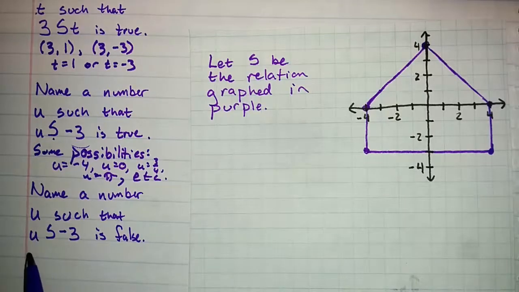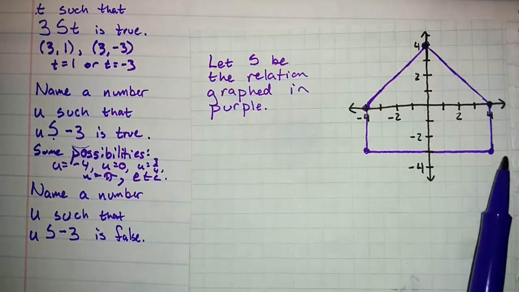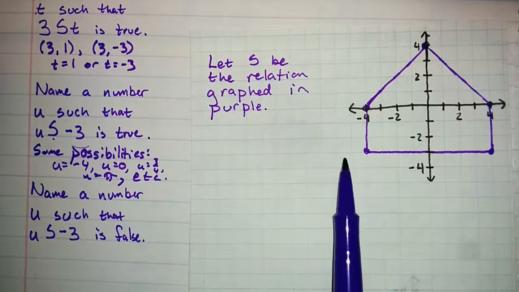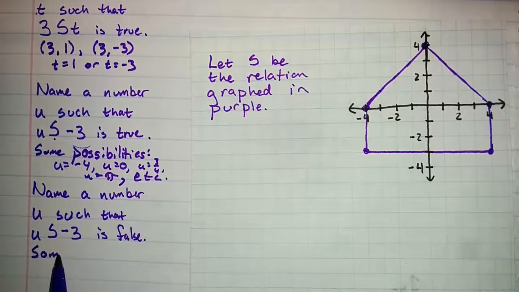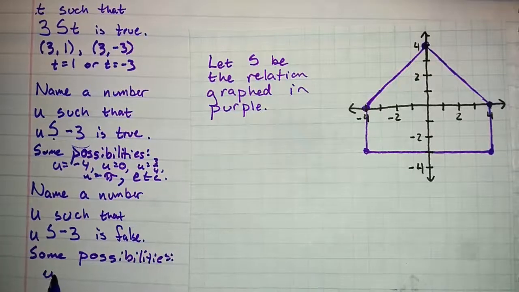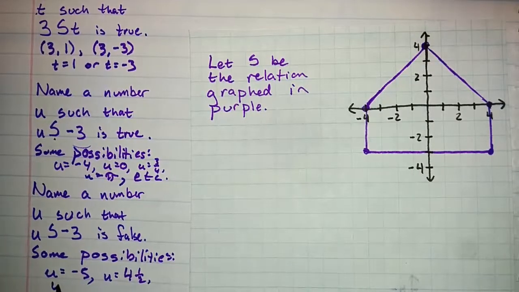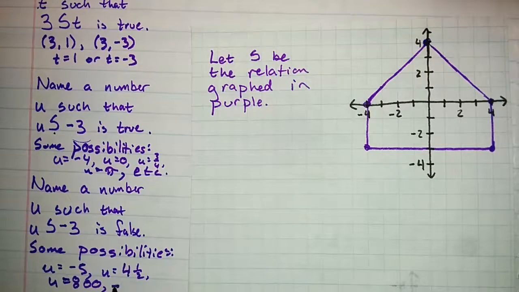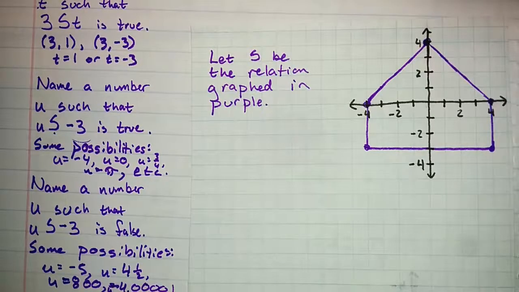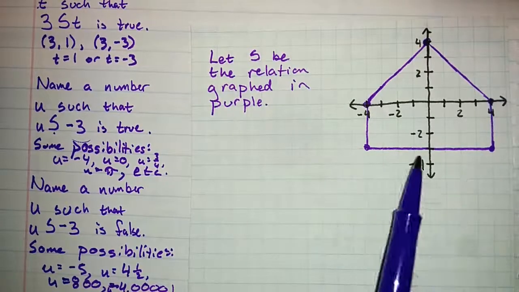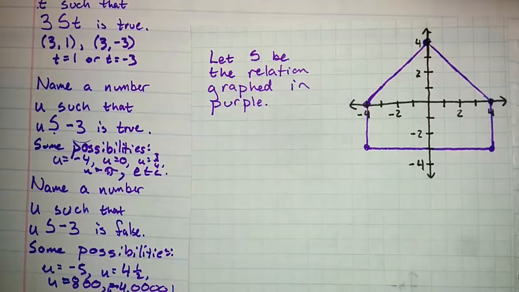What about a number such that u R negative 3 is false? Right, well, anywhere outside this line segment then. So some possibilities might be negative 5, 4.5, 800, negative 4.0001. Anything that's outside this line segment from negative 4 to 4 will do.